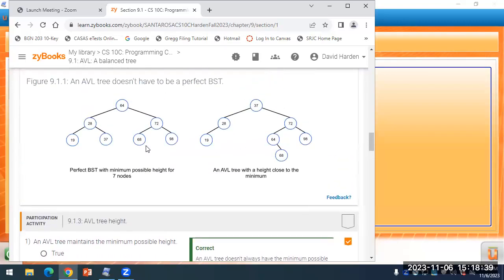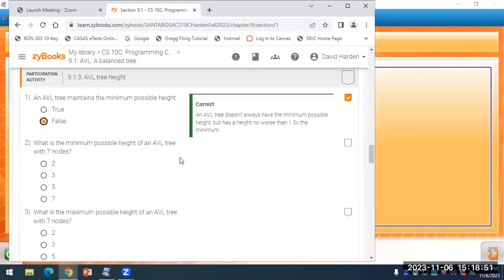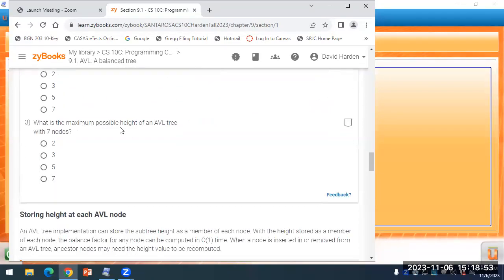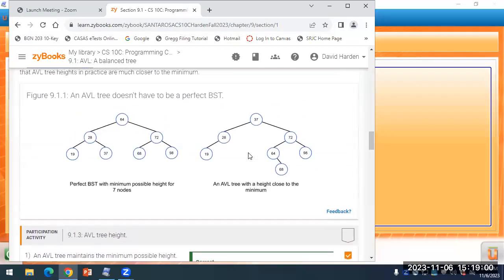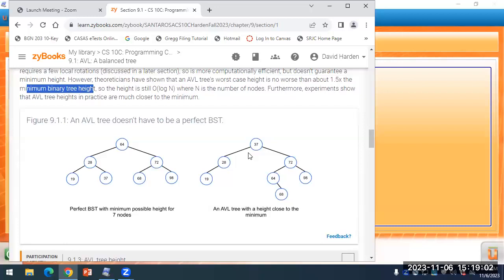That's not really even about AVL trees, right? Just about binary trees. Minimum height 2, right? Here's the picture right here. What's the maximum possible height of an AVL tree with 7 nodes? I'm not sure that was actually discussed, but I'm going to guess that we're not going to be able to make it 4.